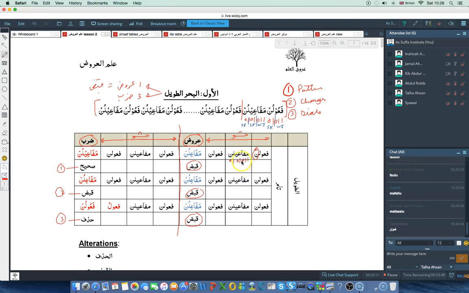Very good. Mafa'ilun. Yeah, it's going to be mafa'ilun. Is there any other way that we can rewrite this? No, we can't rewrite it as fa'ulun, because it doesn't fit the pattern. Does that make sense? There are too many letters there. Yeah, so mafa'ilun.